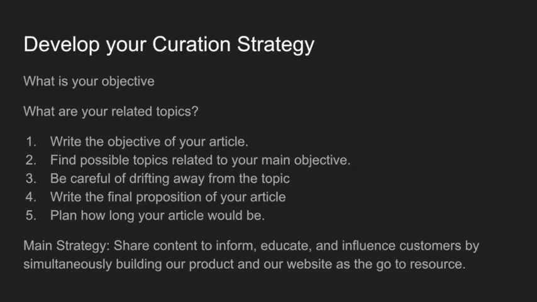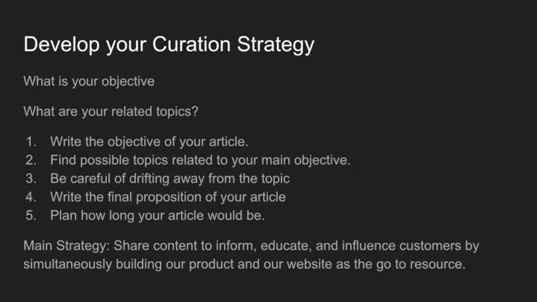The first thing that you should think about before you start writing the content is to set what your objective is. And you should know what the related topics on that specific objective are. So the first step on how you can develop your curation strategy is to write the objective of your article. Make sure you write it at the top, or actually that is the first thing that you will write. Then find possible topics related to your main objective. But you should be careful of drifting away from the topic.